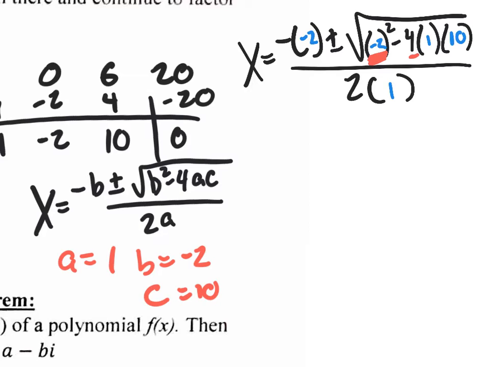And what's 4 times 1 times 10? 40. 4 times 1 times 10 is 40. So I really have 4 take away 40. What's 4 take away 40? So inside the root we have a negative 36. Outside we have the positive 2 plus or minus that square root of negative 36, all divided by 2.